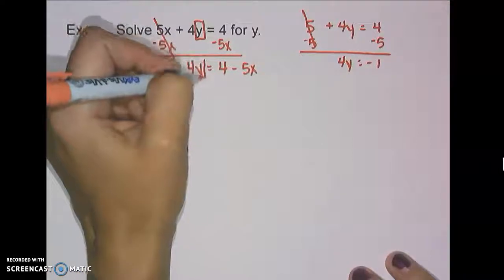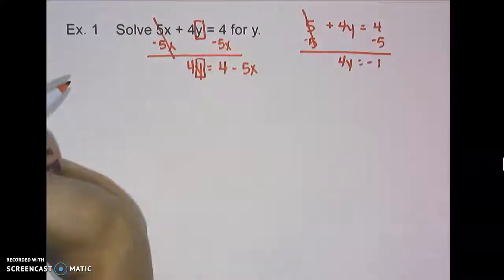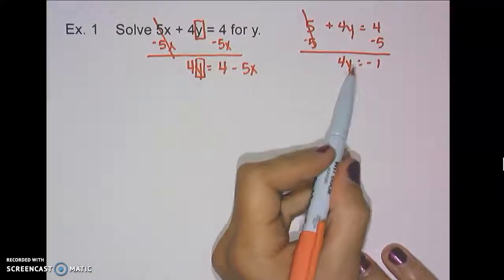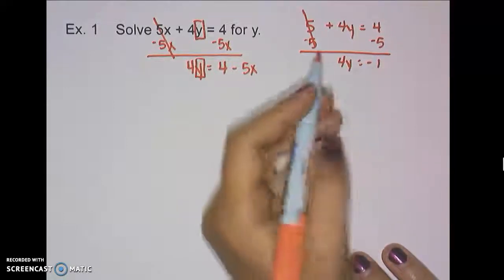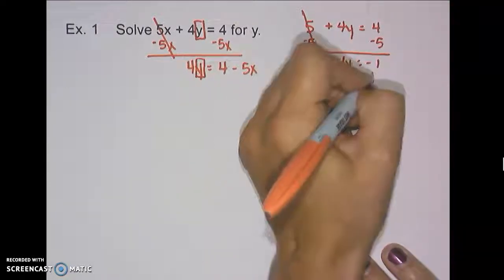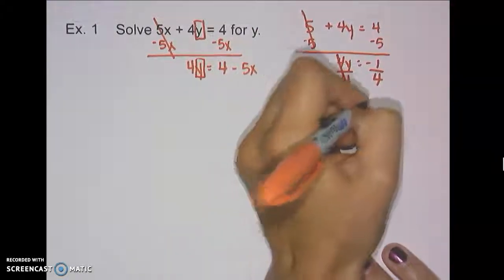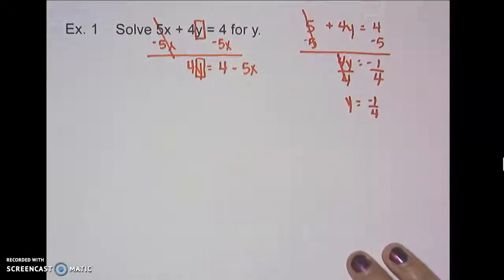Okay, y is still our job to get by itself. We don't have it by itself yet. Okay, let's compare over here. We have 4 times y equals negative 1. To get y by itself, we would divide by 4 on both sides of the equation. And that would tell us y equals negative 1/4.